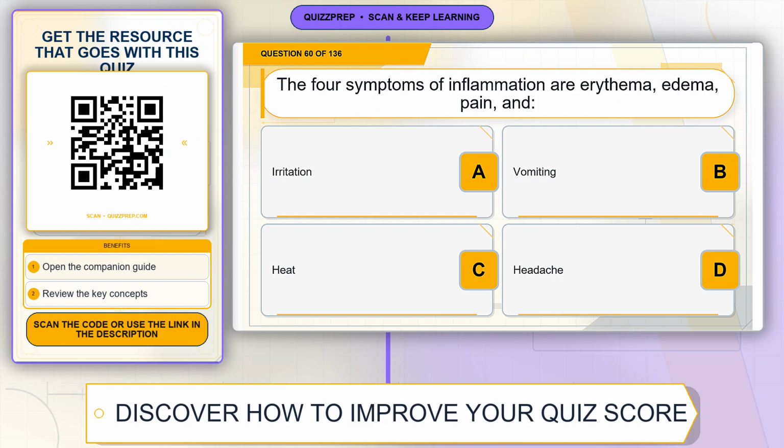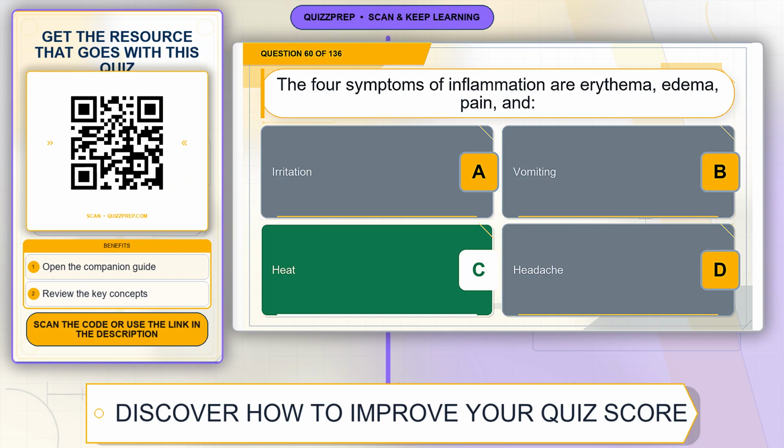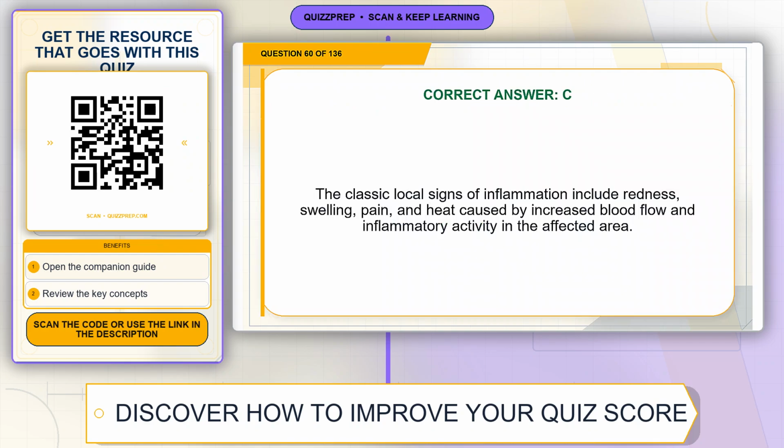Question 60. The four symptoms of inflammation are erythema, edema, pain, and option A, irritation. Option B, vomiting. Option C, heat. Option D, headache. The correct answer is option C, heat. Explanation: the classic local signs of inflammation include redness, swelling, pain, and heat caused by increased blood flow and inflammatory activity in the affected area.